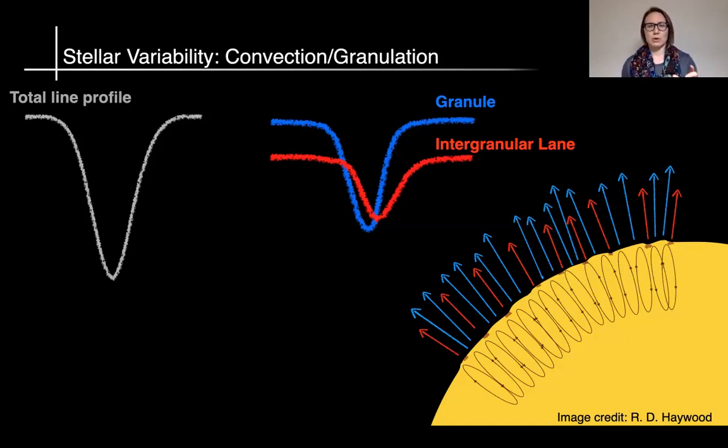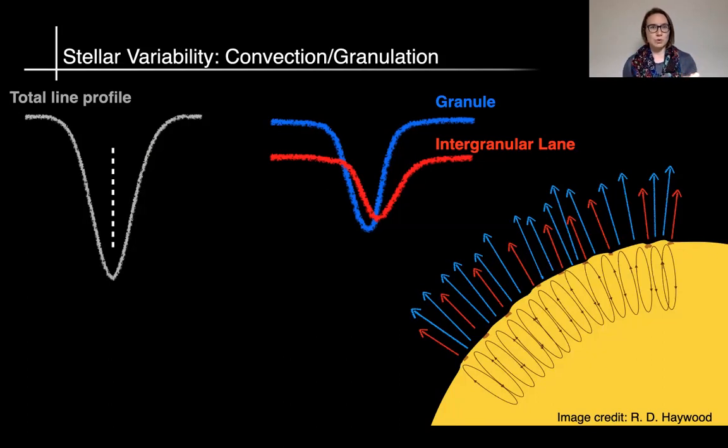So you have your brighter granules, which have the higher continuum intensity, and you can see that they're more blueshifted compared to the intergranular lane. And now they make this profile asymmetric. One way to measure the asymmetry is to look at the bisector. We measure the bisector by taking horizontal slices and then grabbing the midpoint of those slices. If you had a perfectly symmetric line, you would have a very straight bisector.